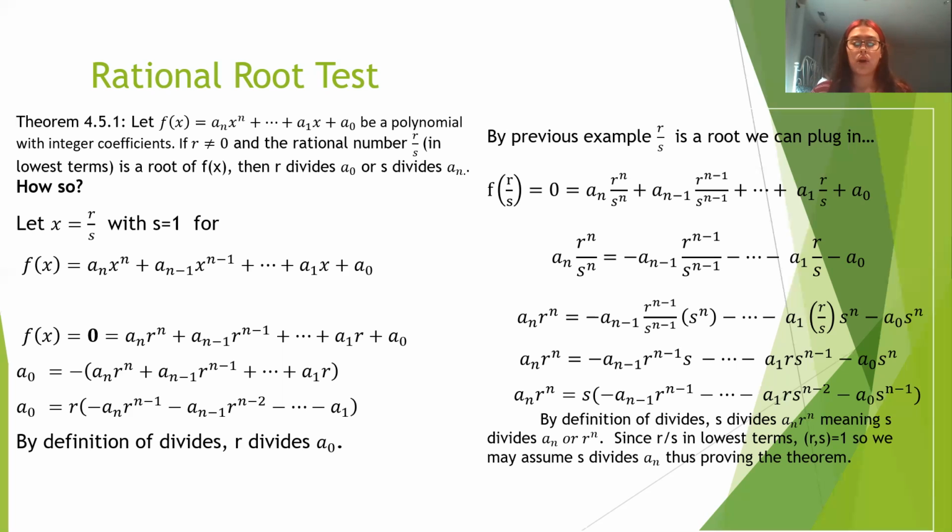But since r over s is in lowest terms as stated in the theorem, we know that the greatest common divisor of r and s is 1. So we can assume that s divides a sub n, thus proving the theorem.